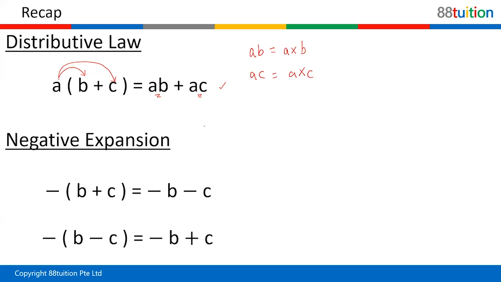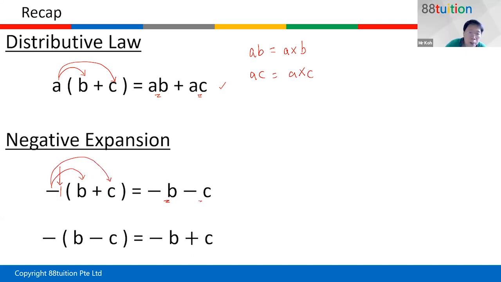Yes. Okay. Then we go on to negative expansion. So what about negative expansion? Similarly, when you have a minus, actually there's an invisible one here. In algebra, we normally don't write the one, so it is not present, but you take it as if the one is there. So with the same expansion, when you take minus times b, you get minus b. You take minus times c or plus c, you get minus c. So there's the negative expansion.